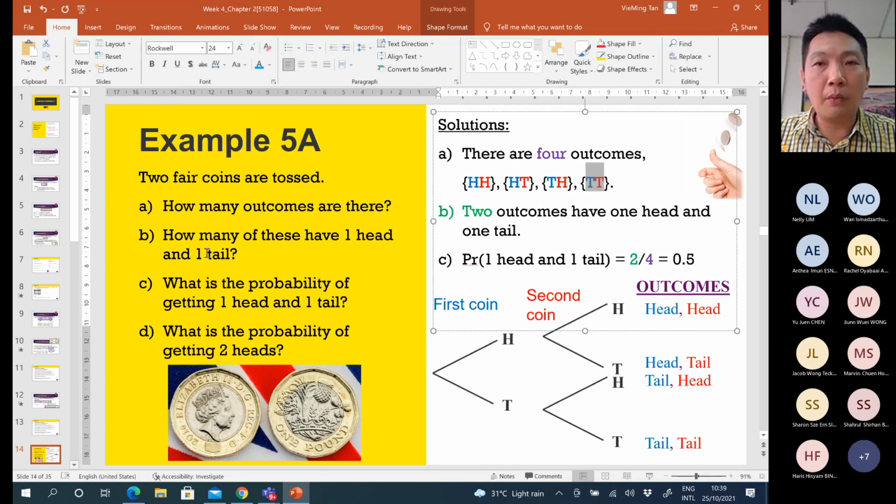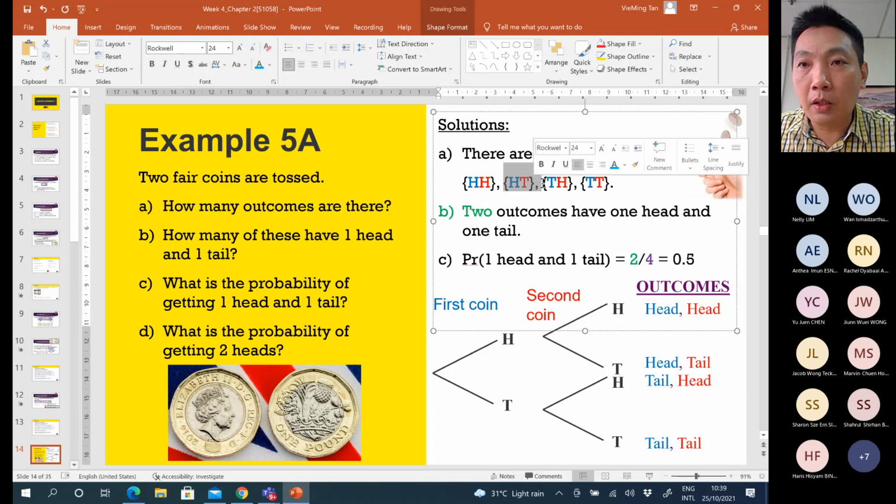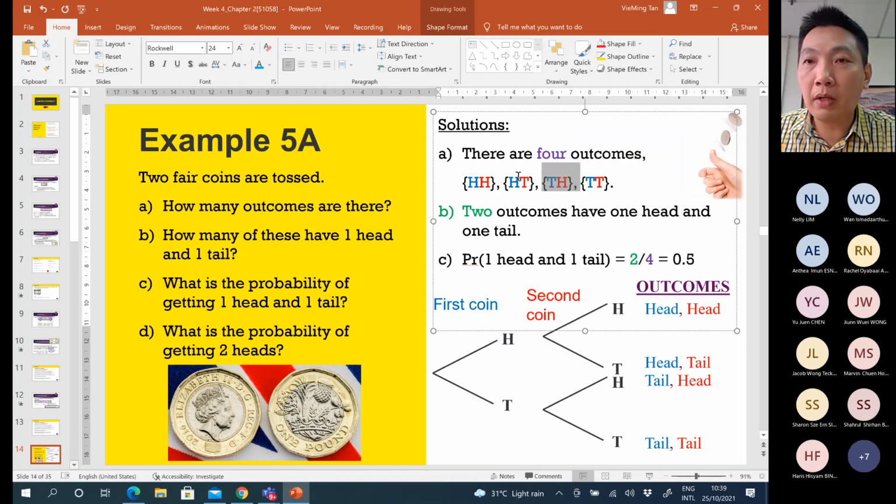Okay, how about B? How many of these have 1 head and 1 tail? So now it's asking you, among these 4 possible outcomes, which outcomes have 1 head and 1 tail? Okay, so you go back to here again and check. This outcome, yes, 1 head and 1 tail, right? Included. And also this outcome as well. It can be the first coin is tail and the second coin shows head. So there will be 2 possible outcomes if you want to get this result, 1 head and 1 tail. Okay, so the answer is 2 outcomes have 1 head and 1 tail. So this is part B.